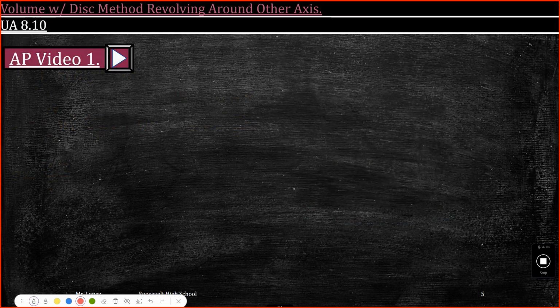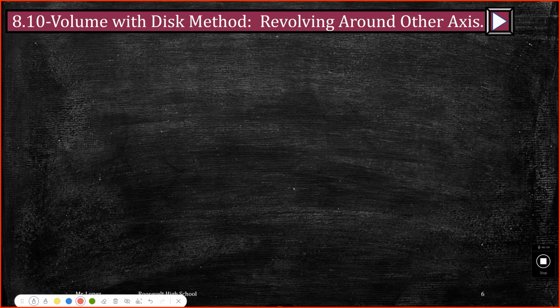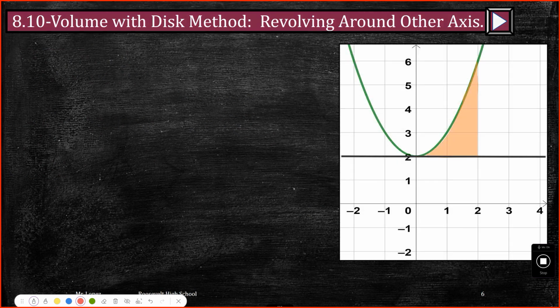Okay, and that's that. Let's go to the volume with the disk method, revolving around other axes. Basically, it's a shifted one. If it is not revolved around the y-axis or the x-axis, this is the x-axis, it's been shifted. So let's see where this one is revolved around. It's been revolved around x equal to 2. So it's not being revolved around the axis. It's revolved around x equal to 2.